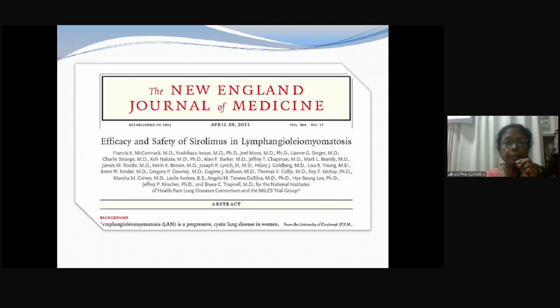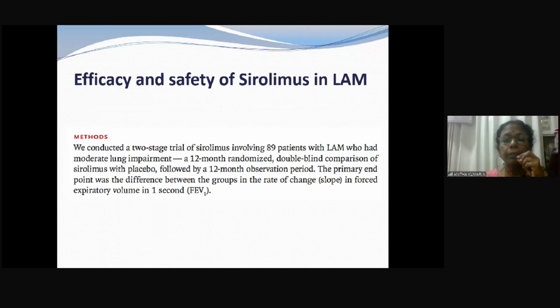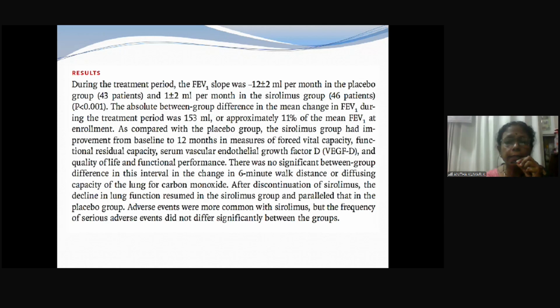So what is the efficacy and safety of sirolimus in LAM? This is a study which came in the New England Journal of Medicine. That's an old study. This is a 12-month randomized, double-blind comparison of sirolimus with placebo, followed by a 12-month observation period. As compared with placebo, the sirolimus group had improvement from baseline in measures of forced vital capacity, functional residual capacity, serum vascular endothelial growth factor, and quality of life and functional performance.